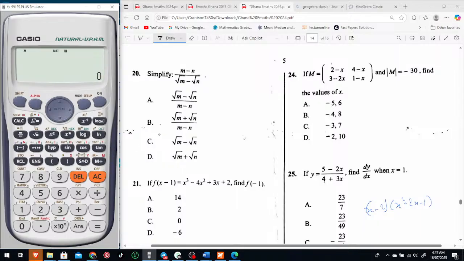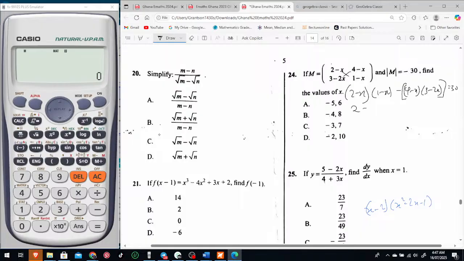This one is my... So let's do the proper thing. This times this minus this times this. So 2 minus x times [1 minus x] minus 4 minus x times 3 minus 2x equals 30. And you get the determinant: first diagonal minus second diagonal. So when we multiply this, what are we getting?